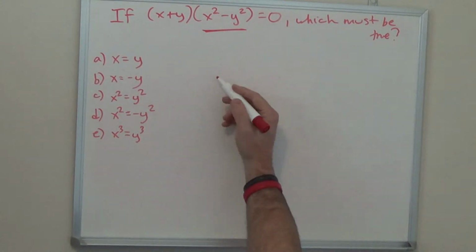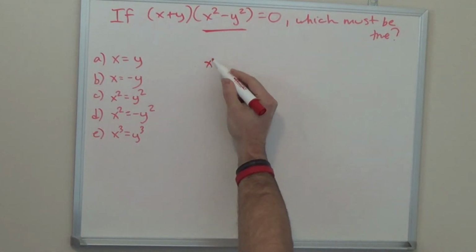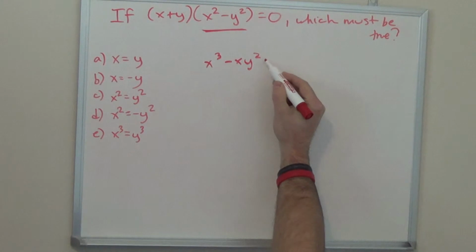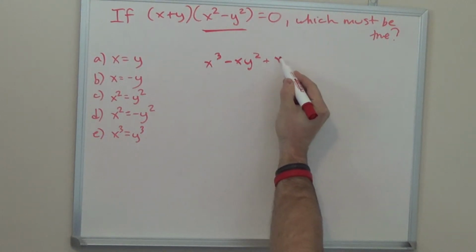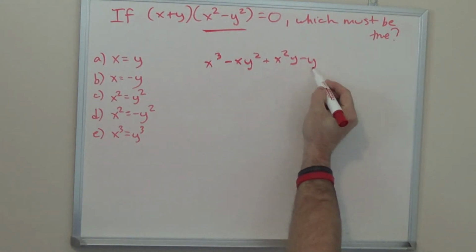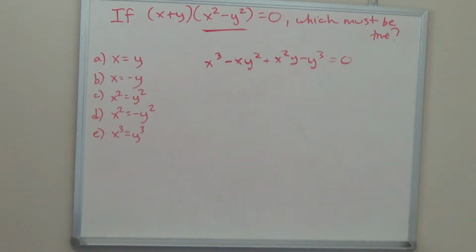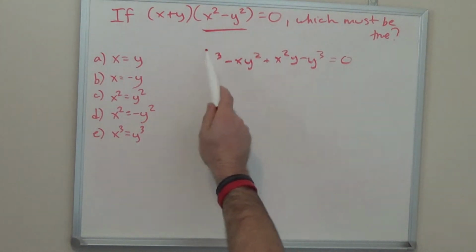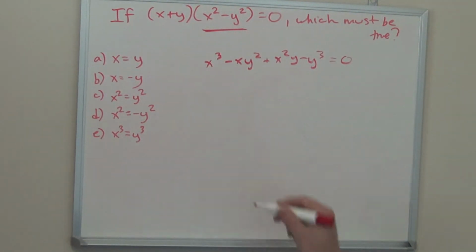Once you start to FOIL, and you start getting x cubed minus xy squared plus x squared y minus y cubed equals 0, your instincts have to kick in here and say, let me look at that. It's definitely right mathematically, but where am I really going to go with that? That's not going to go anywhere. So you would be best to stop there, I think. So again, you have to just be able to recognize the difference of two squares and try to factor it.